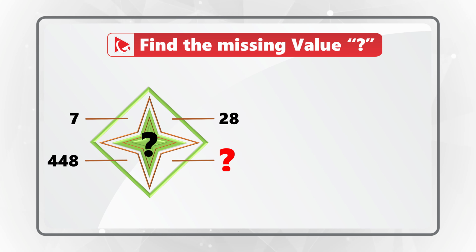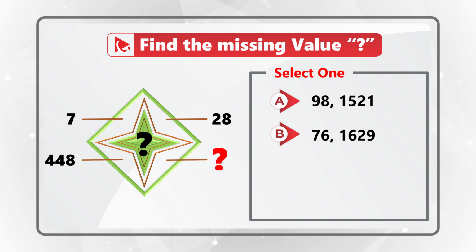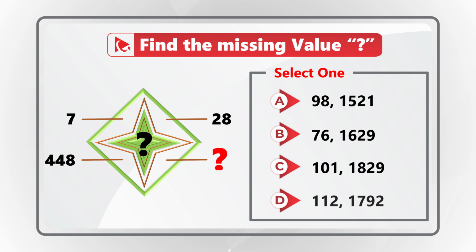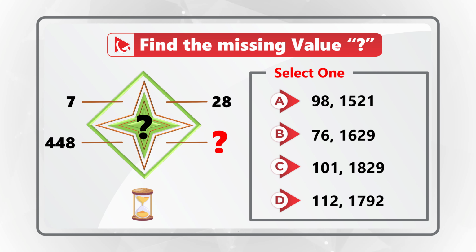You have 4 different choices for the final value. Choice A, 98 and 1521. Choice B, 76 and 1629. Choice C, 101 and 1829. And last but not least, choice D, 112 and 1792. Take a close look at the shape to see if you can replace question marks with the correct value.